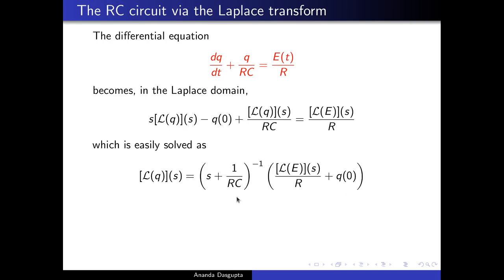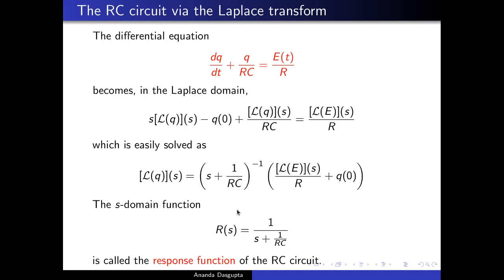This function here, which is 1 over s plus 1 by RC, please don't confuse this capital R here with the resistance. That's an unfortunate choice of notation, but capital R is a very standard notation for this function. It's called the response function for the RC circuit. It connects the output of the RC circuit, namely q, with the input, namely E by R. It makes the connection directly in the Laplace domain. The Laplace transform of q, the output, is exactly equal to the response function times the Laplace transform of the input function E by R, plus an additional piece which is due to the initial condition.